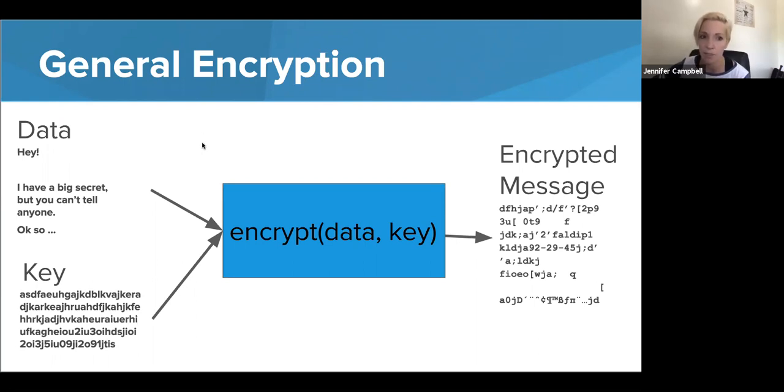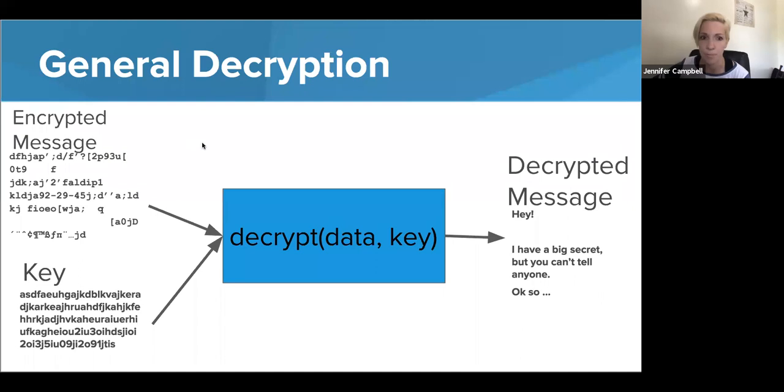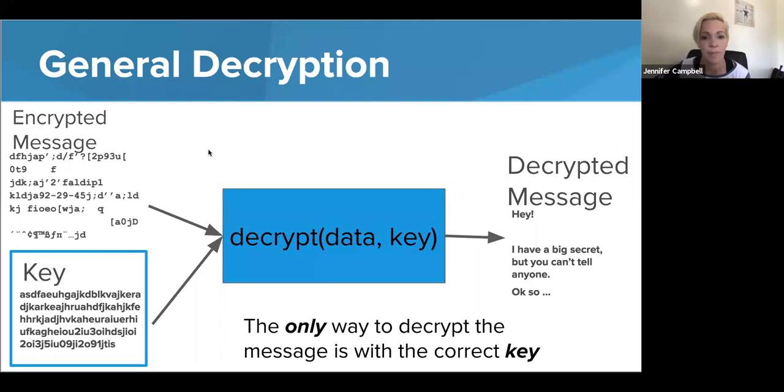So there's a little bit of a difference here. See if you notice it. Did you guys see the flip-flop? The only thing that changed is hard to notice at first, but the encrypted message is over here. So when we decrypt, we take the scrambled message and the same key, and we use them together to decrypt it so that you can read it. And the only way to do that is with the correct key, not just any key.